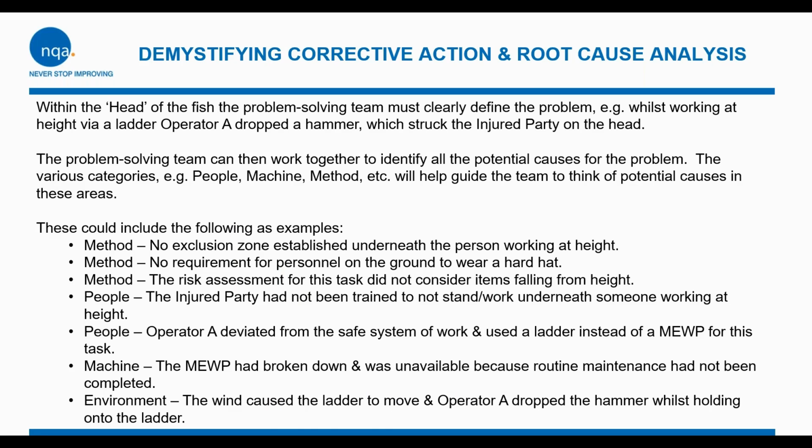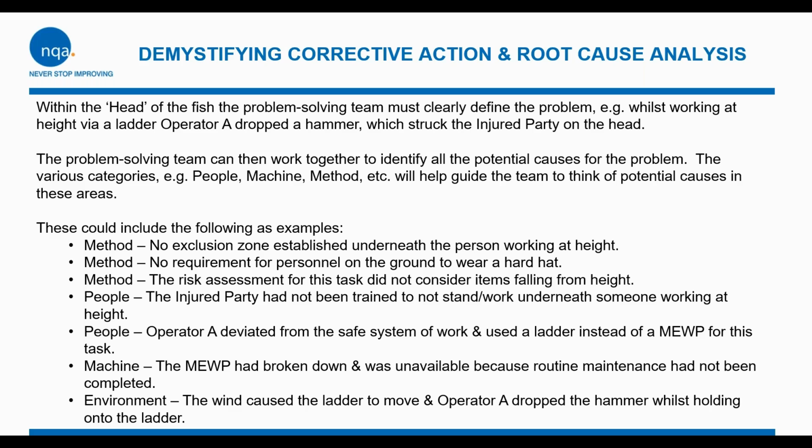So the problem could be: whilst working at height via a ladder, operator A dropped a hammer which struck the injured party on the head. The problem-solving team can then work together to identify potential causes for the problem. The various areas will give some guidance. So some potential examples could be: under method, there was no exclusion zone under the person working at height. The method, again, no requirement for person on the ground to wear a hard hat. Method, risk assessment, didn't take into consideration items falling from height.